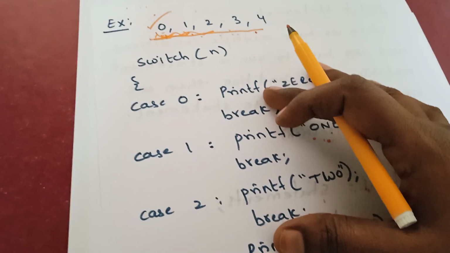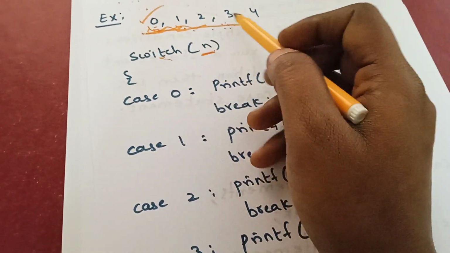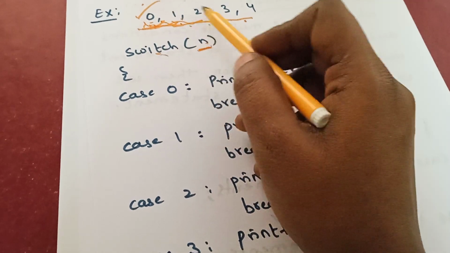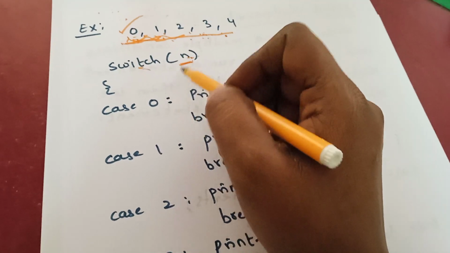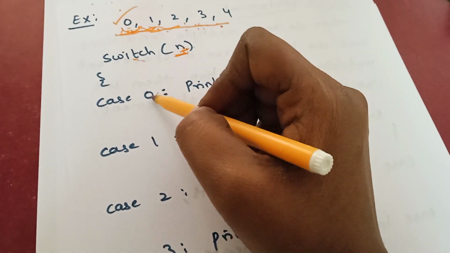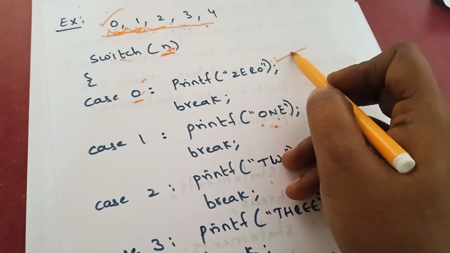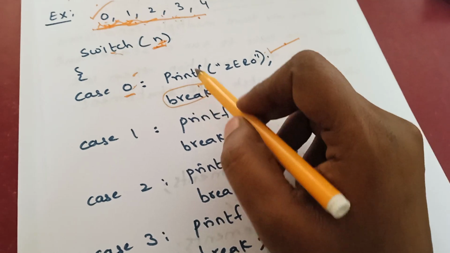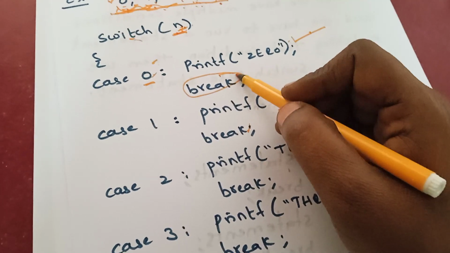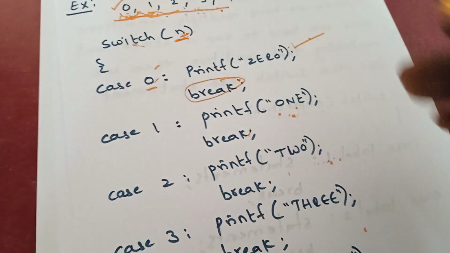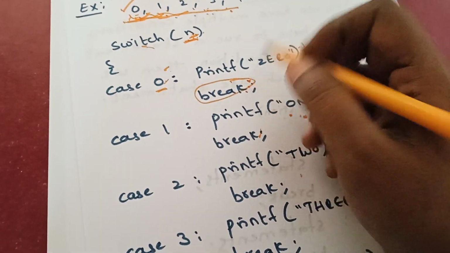Now I'm writing my code with switch n. What is this n? My input number. My n value can be 0, 1, 2, 3, 4 or any other number. If my entered number is 0, then this n should get matched with this label. If both are the same, then this printf will get executed. If you don't put break here, what happens? It will go to the next case to print the output. That's why we put break here. Break stops the flow of execution.